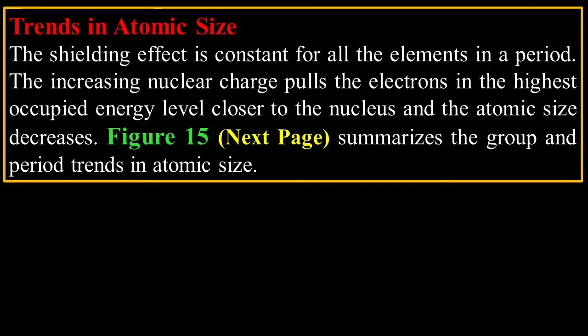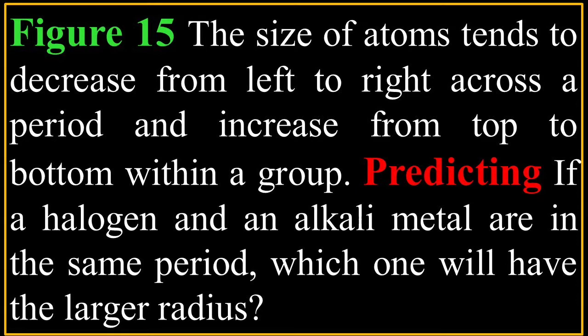So, we're getting near the end here. Figure 15. The size of atoms tends to decrease from left to right across a period and increase from top to bottom within a group. Predicting: if a halogen and an alkali metal are in the same period, which one will have the larger radius?